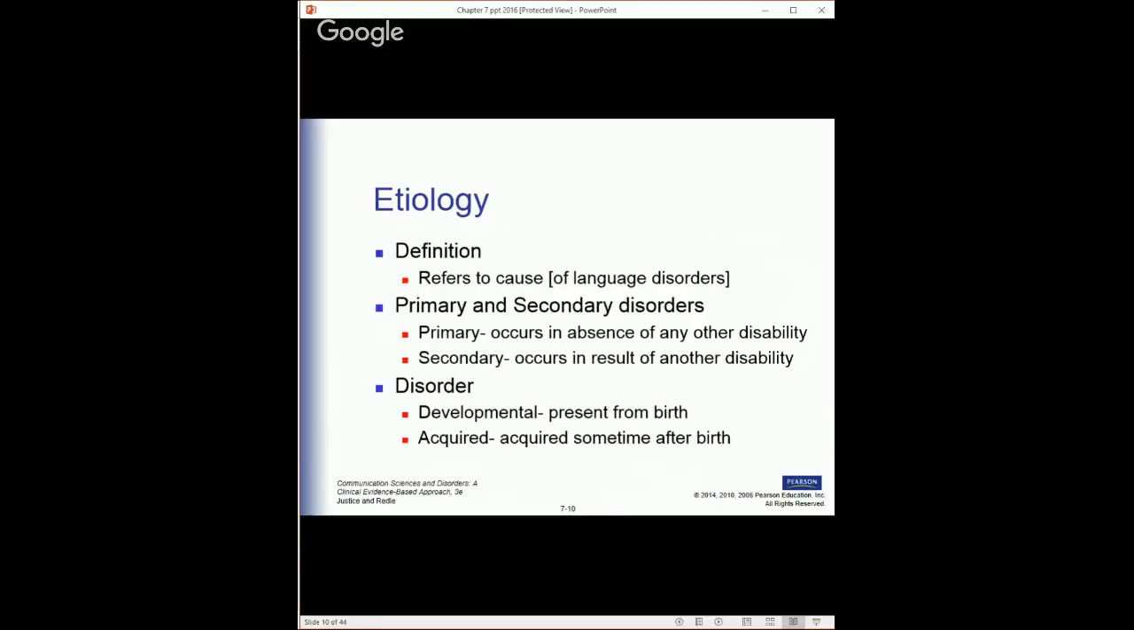The disorders come in two different types: developmental, meaning present from birth, and acquired, meaning it has been acquired sometime after birth. Let me go back to the primary and secondary disorders for just a minute to be a little bit more specific. Under the primary disorder of language, children will receive special education services in schools because of speech and language impairments. The secondary disorder could also be a result of intellectual or developmental disorders or brain injury.